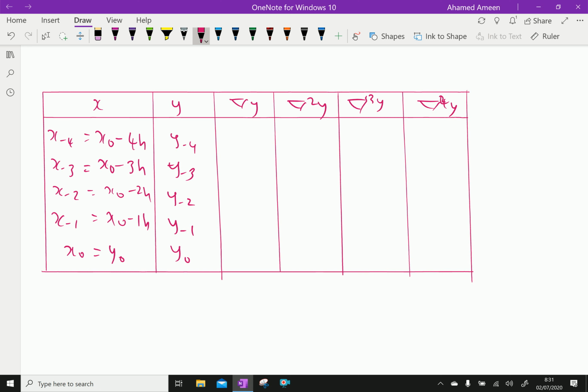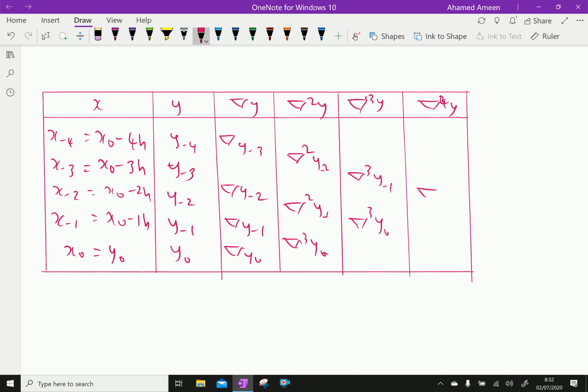Then next is the first difference, we can write the difference of y minus 3, difference of y minus 2, difference of y minus 1, difference of y0. Like here, the square of this one, y minus 2, y minus 1, y0. For the cube of differences, we can write the cube of y minus 1, and the cube of y0. Last is the fourth difference of y0. Here, this is the table we filled.